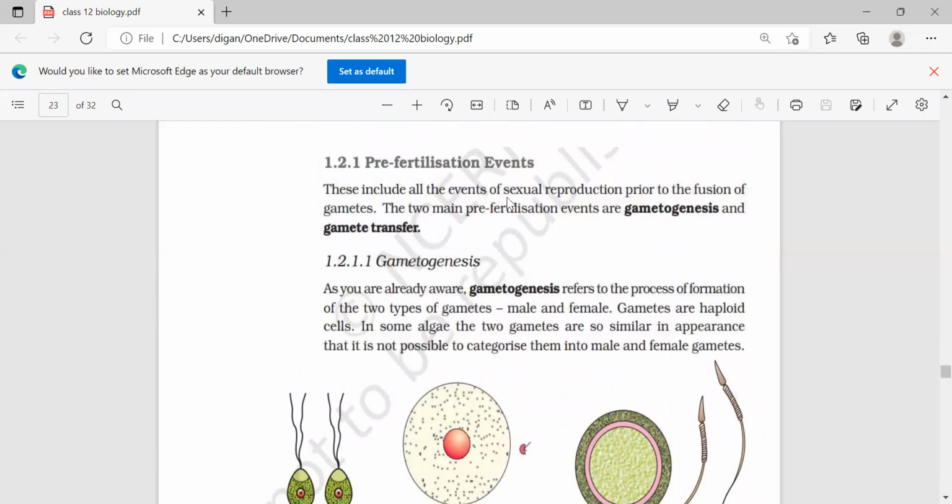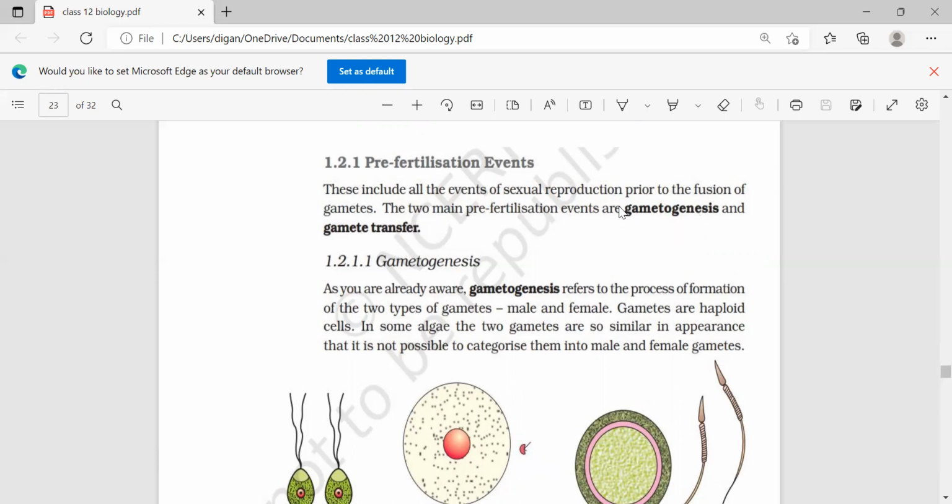This includes all the events of sexual reproduction prior to the fusion of the gametes. The two main pre-fertilization events are gametogenesis and gamete transfer. So pre-fertilization means before fertilization. Fertilization means fusion of male and female, and post-fertilization means what takes place after the formation of the zygote.